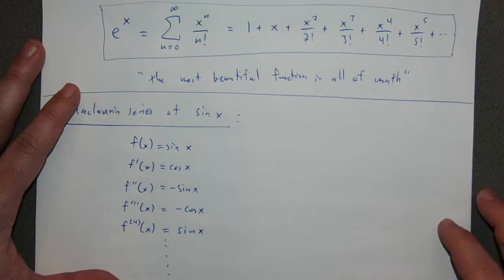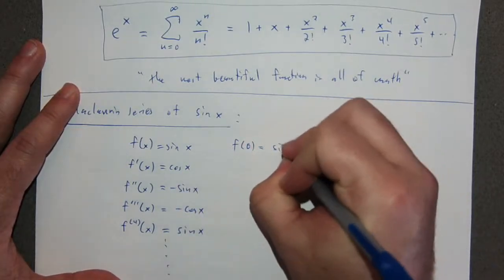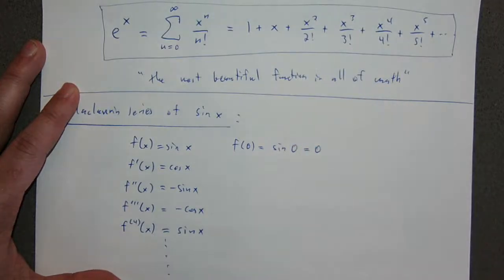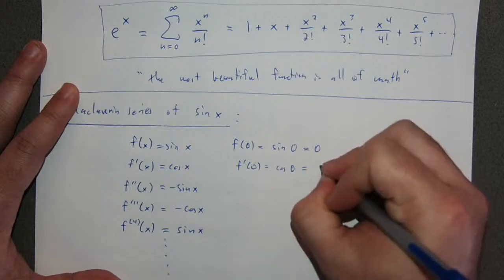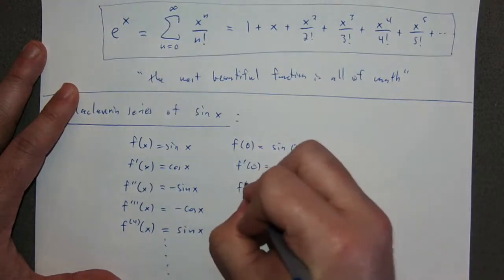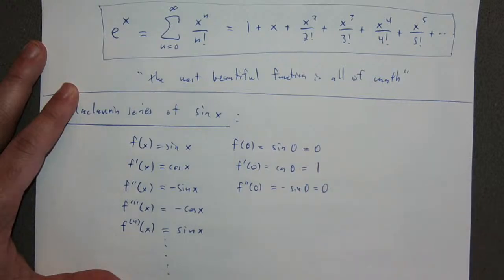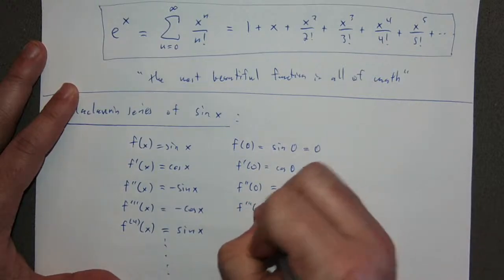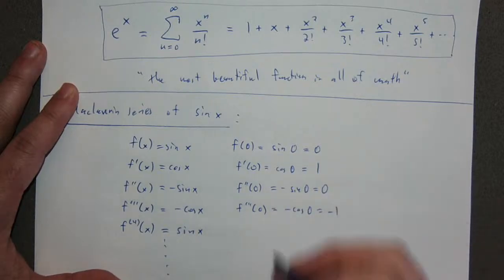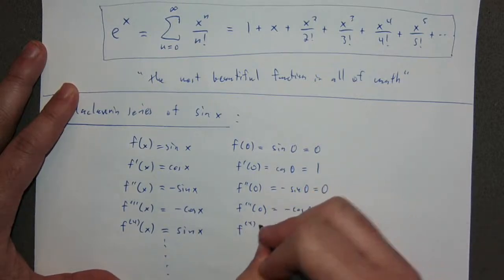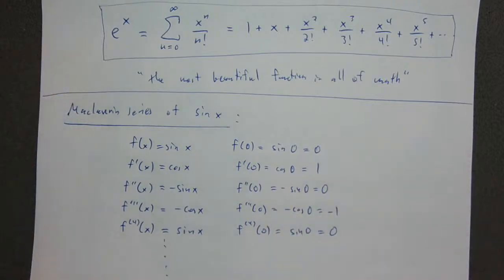That's interesting. Now let's plug in 0 here. f of 0 is sine 0, and that's 0. f prime of 0 is cosine 0, and that's 1. f double prime of 0 is minus sine 0, which is still 0. f triple prime of 0 is minus cosine 0, which is minus 1. And f quadruple prime of 0 is sine 0 again, which is 0, and this sequence repeats.